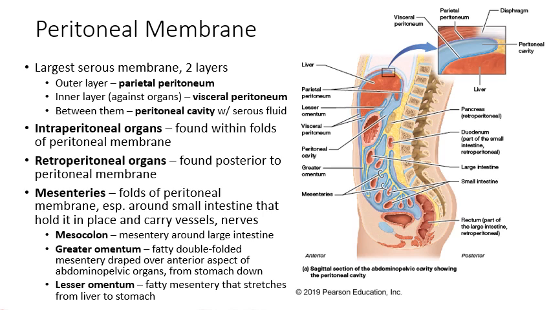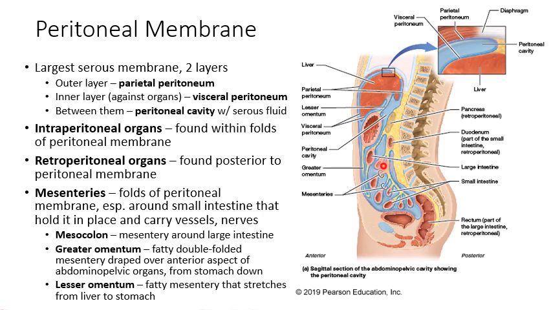So the visceral peritoneum is always the layer that's up against whatever organs would be wrapped in the peritoneal membrane. The parietal peritoneum would be facing kind of the outside. Then the folds of the peritoneal membrane are called collectively the mesenteries. Most of the mesenteries are around the small intestine, so all these little folds are the mesenteries. Also these are the mesenteries.